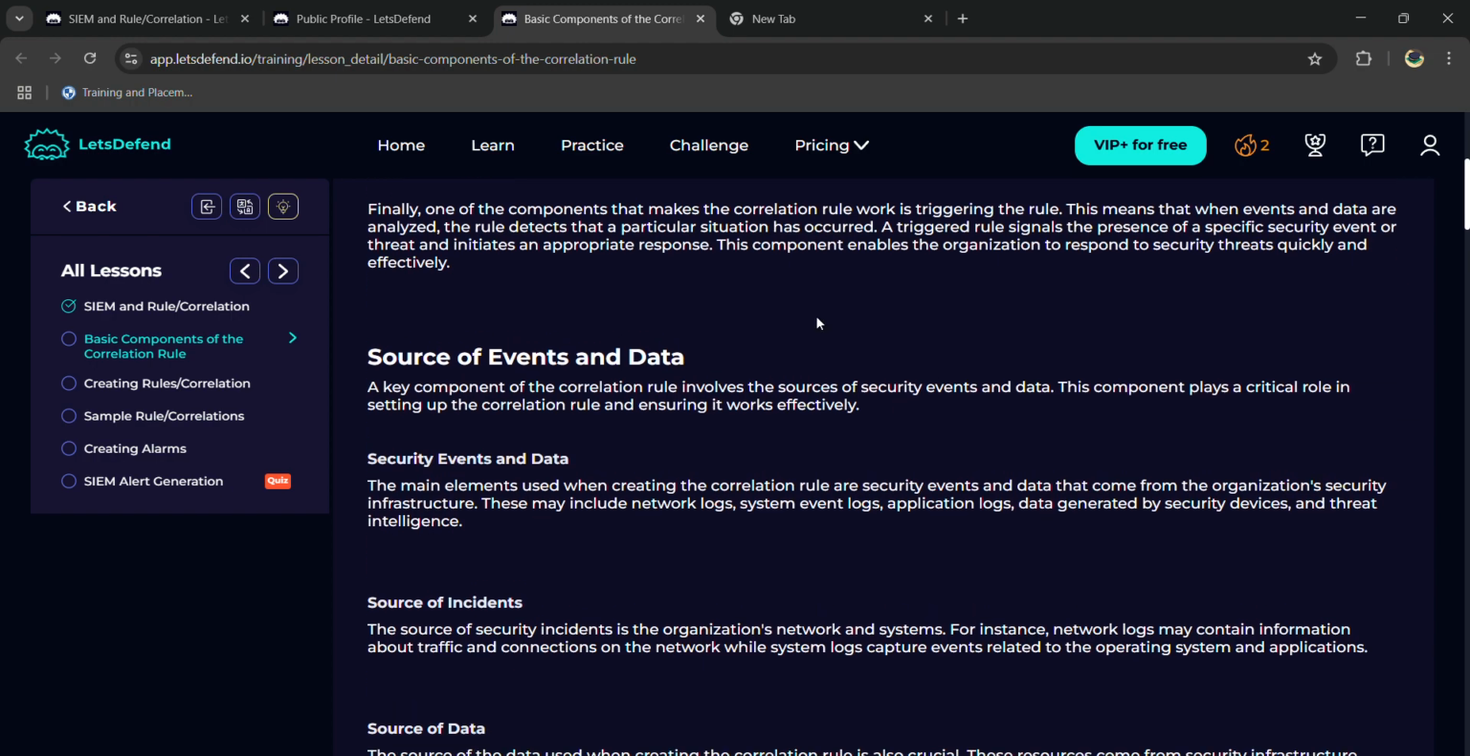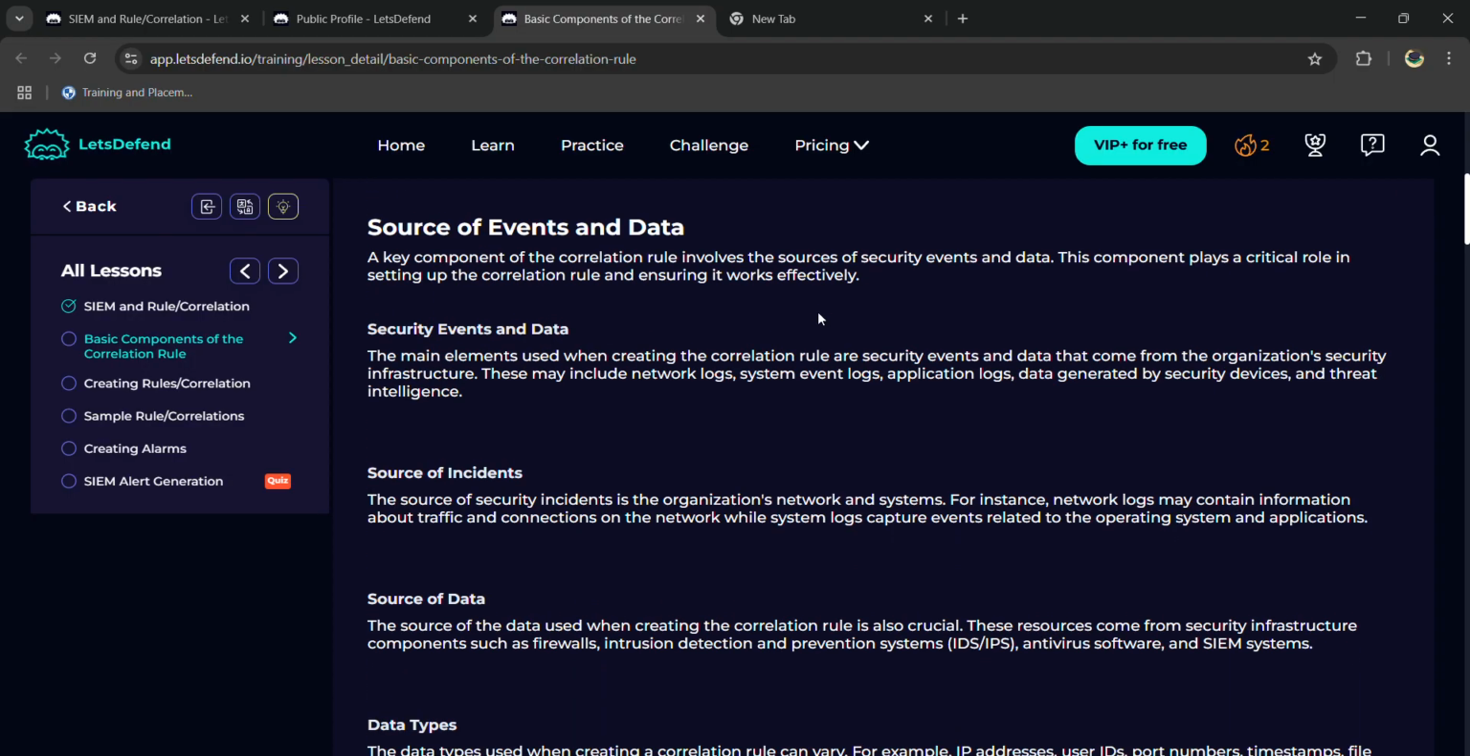Next, finally, one of the components that makes the correlation rule work is triggering that rule. This means that when events and data are analyzed, the rule detects that the particular situation has occurred, and a triggered rule signals the presence of a specific security event or threat and initiates an appropriate response. So this component enables the organization to respond to security threats quickly and effectively.